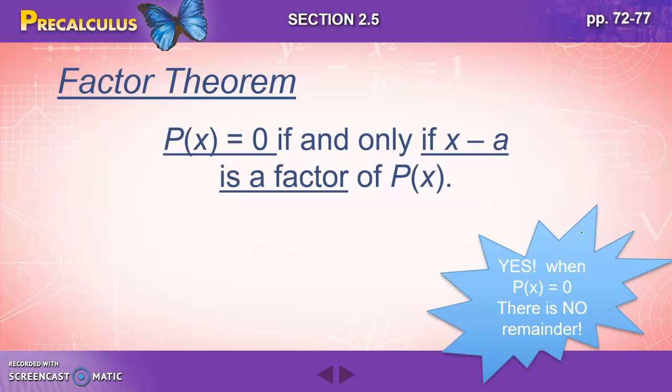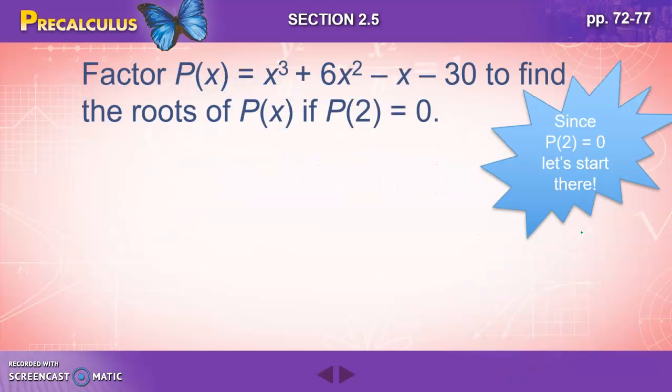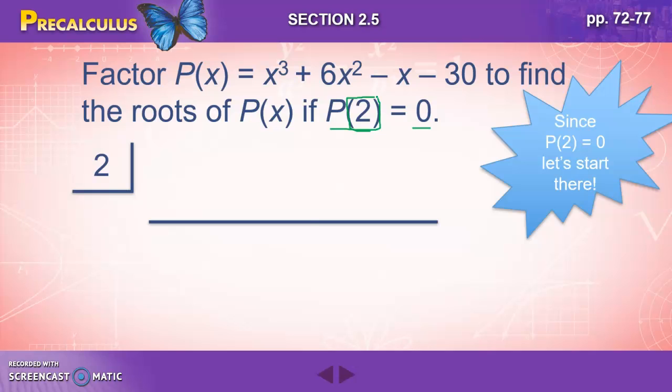So when p of x equals 0, there is no remainder. No remainder. Let's try this one. Factor p of x equals x cubed plus 6x squared minus x minus 30, to find the roots of p of x, if p of 2 equals 0. Since p of 2 equals 0, that means there's no remainder. So 2 is going to be a nice, neat factor. Let's divide this x cubed polynomial here by 2. Put in our coefficients from up here, 1, 6, negative 1, and negative 30.